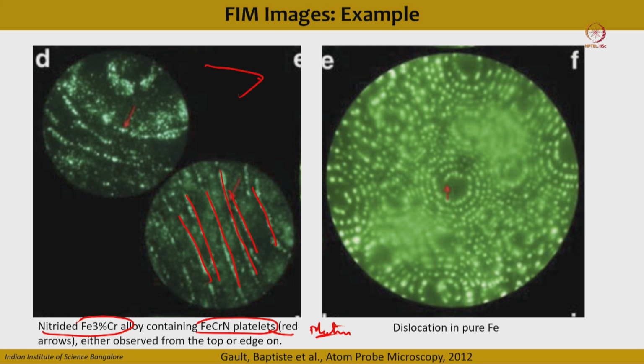Fine. And here there is a very nice example of pure iron. If you remember the previous FIM images, all the concentric circles were complete, but here you can see that this particular concentric circle is not finished, it is like this. This stoppage of the concentric ring corresponds to a dislocation. It's the imaging of a dislocation in pure iron. So you can see how FIM images are used to identify dislocations in the sample or the tip surface.